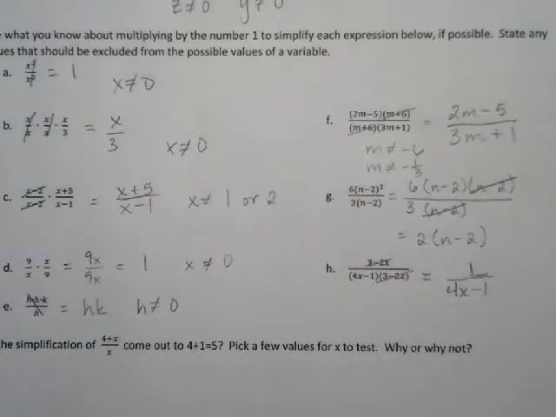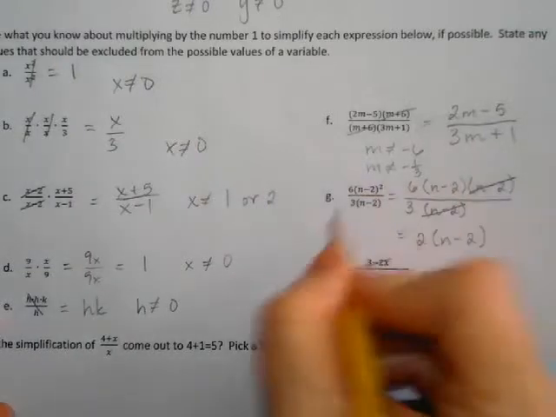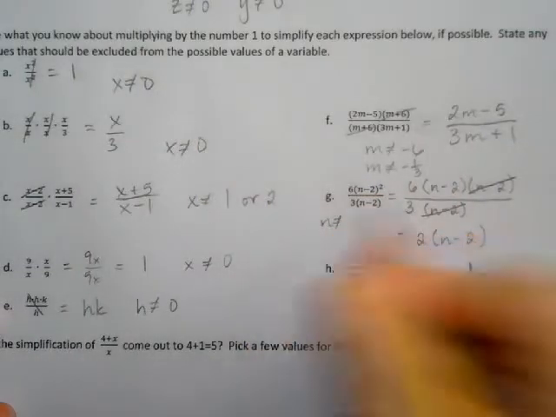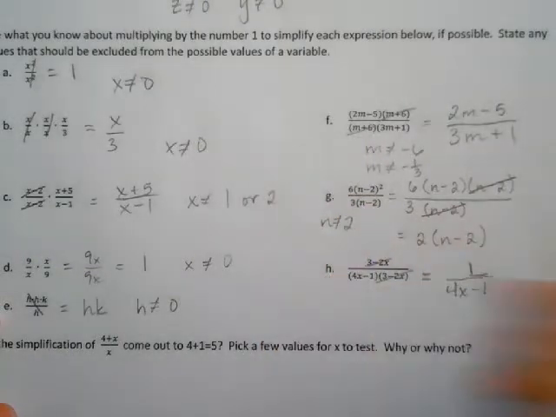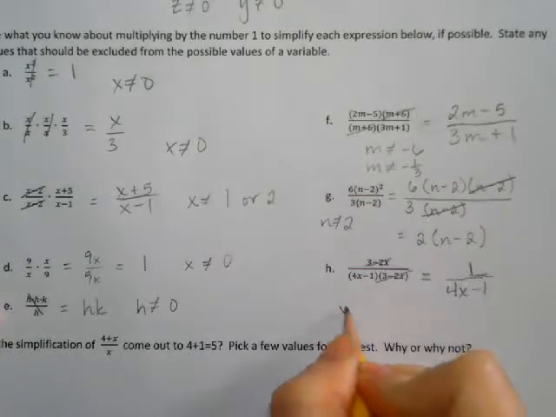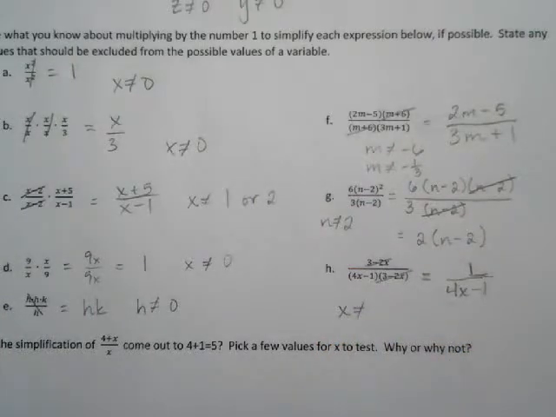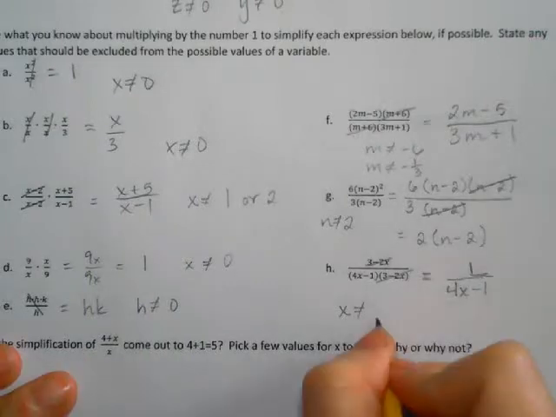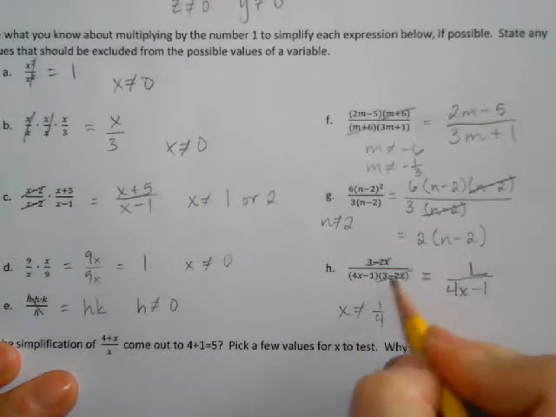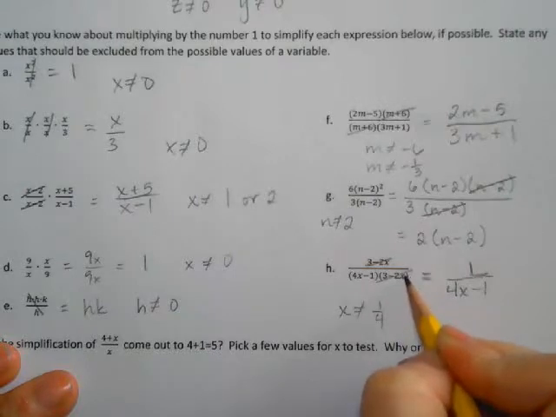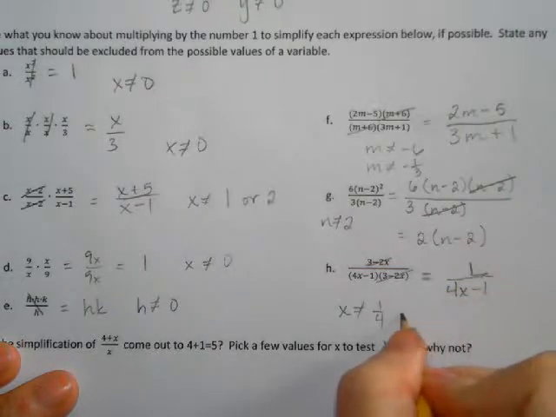What about G? What can N not be? 2. And on H, what can X not be? 1/4. Also, if we look at that, technically that one can't be 3 over 2 either.